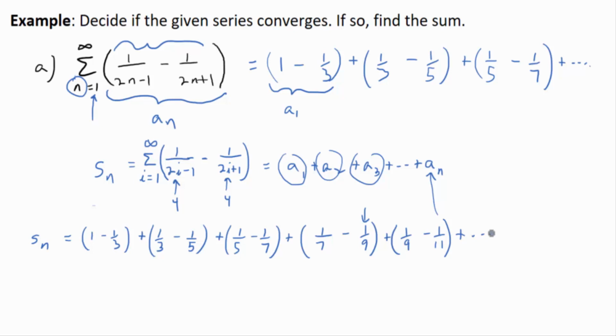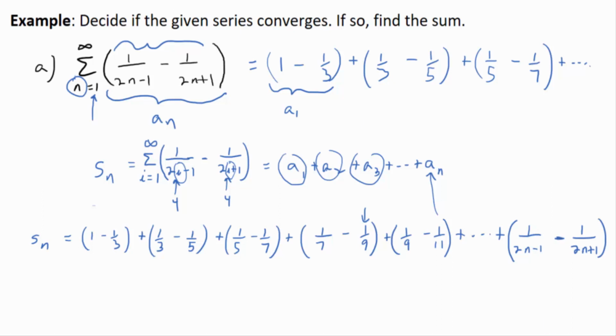Plus dot, dot, dot. And then what do you get if you plug in the nth term for i? Well, you get exactly how the formula was expressed originally, right? So you get 1 over 2n minus 1, minus 1 over 2n plus 1 as your nth term. Okay. Yeah, it helps to copy it down, right? Okay.